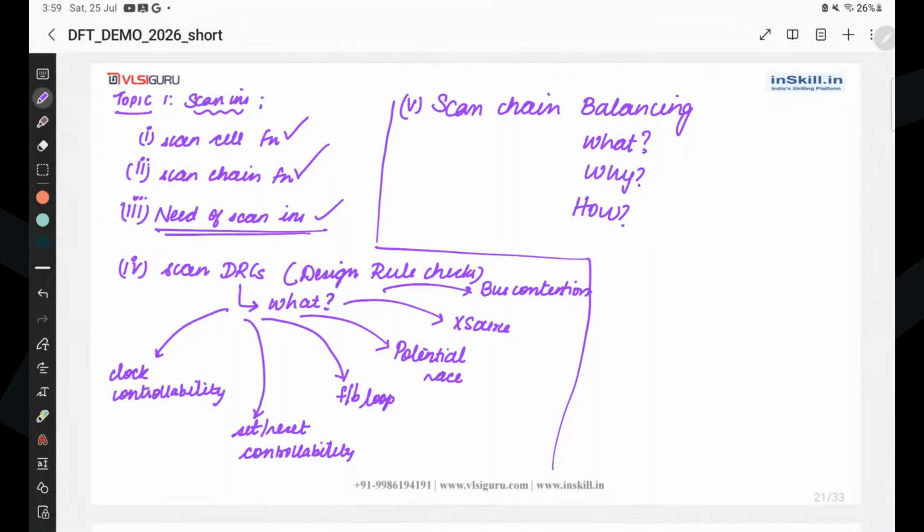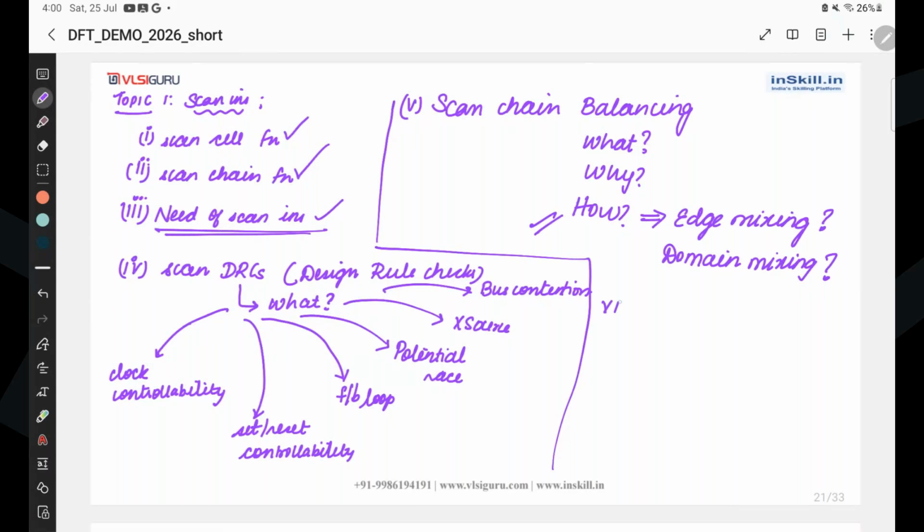So how to achieve scan chain balancing? We will be discussing the edge mixing and domain mixing technique. So we will try to understand what is edge mixing, what is domain mixing technique, and how by going for edge mixing and domain mixing technique you are achieving balanced scan chains. So all these things we will understand.